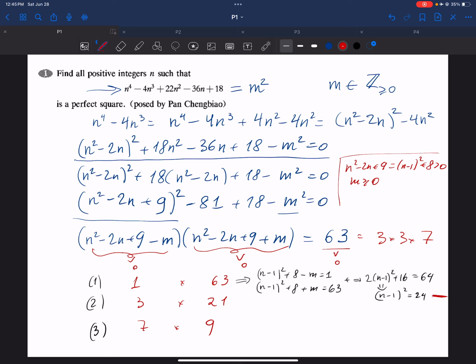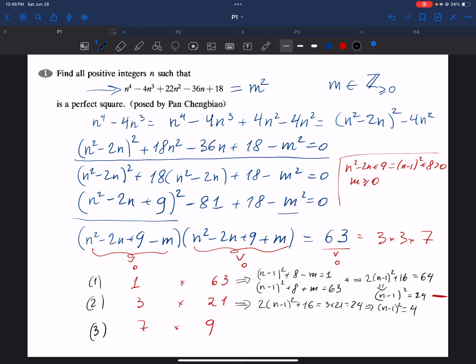Now, let's repeat the same for the second case. Here, by doing the same steps, we get the equation 2n minus 1 squared plus 16 equals 3 plus 21, right? 3 plus 21, which is 24. Therefore, n minus 1 squared equals 24 minus 16 is 8, divided by 2 is 4. Okay, n minus 1 squared is a perfect square, 4.